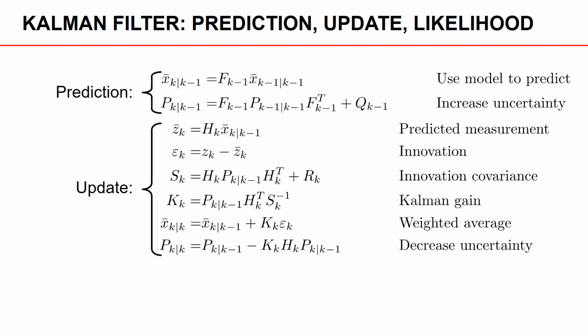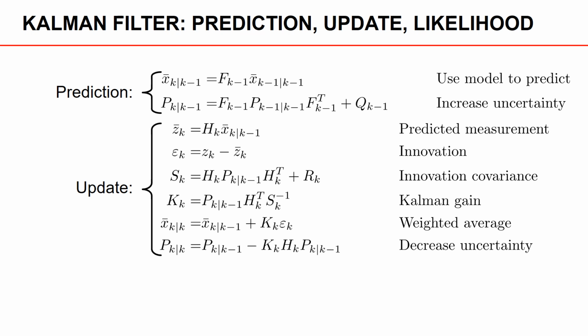In the update, we start by computing a predicted measurement Z bar using the measurement model H. Using this predicted measurement, we can compute an innovation, here denoted epsilon. It's called innovation because it describes the new information in the measurement Z that was not captured in the predicted measurement. We use the measurement model H and the measurement noise covariance R to compute an innovation covariance S, and the innovation covariance is then used to compute the Kalman gain K.